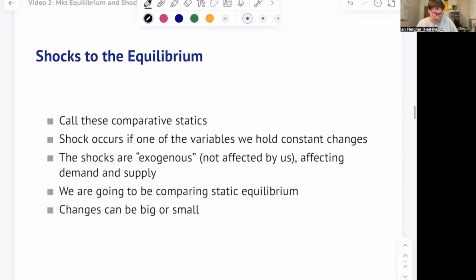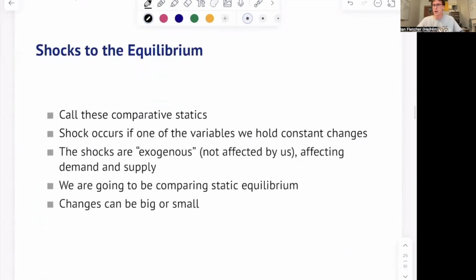So now, suppose that we had some shocks, right? These shocks to these equilibria often occur from shocks to the external goods, right? The price of a complement, the price of a substitute, the income, whatever. We are going to call these shocks comparative statics, right? So comparative statics are going to be comparing static equilibrium.